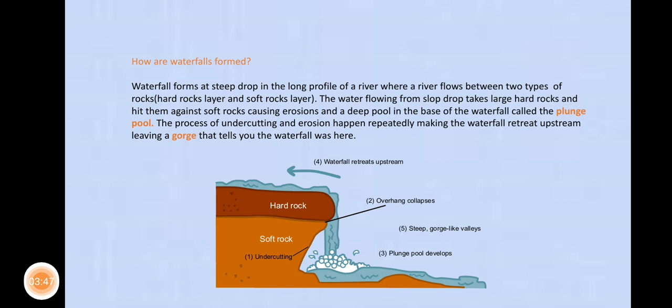The gorge tells you that the waterfall was here before it retreated up the river. So we have harder rocks, softer rocks, and undercutting happening here. The water pushes the harder rocks against the softer on the base of the waterfall, and this causes this deep pool we call the plunge pool.